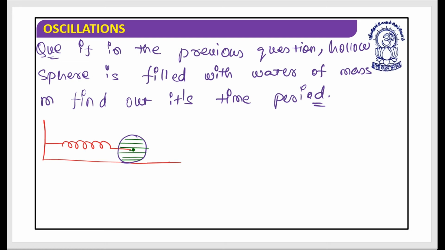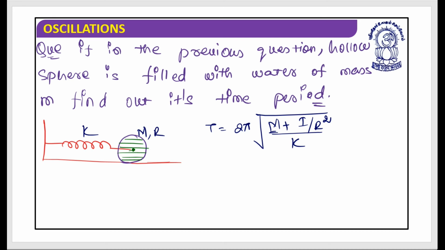So basically the master formula we have written is T is equal to 2π root of (m + I/r²) divided by k. This mass is of the sphere only. It's a mass m, radius r, spring stiffness k, and everything. But now the sphere is not alone. The sphere has been filled with one more mass, which we call small m. Yes, it has been filled with water of mass m.